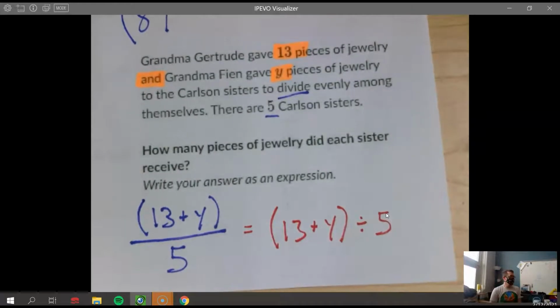Grandma Gertrude and Grandma Fien put their jewelry together, so we have to add them first and then do the division. If you write it out horizontally, you have to have the parentheses. So guys, what I have in red up here has to have the parentheses. What I have in purple, the parentheses are kind of optional because we know that the numerator would happen first anyways.